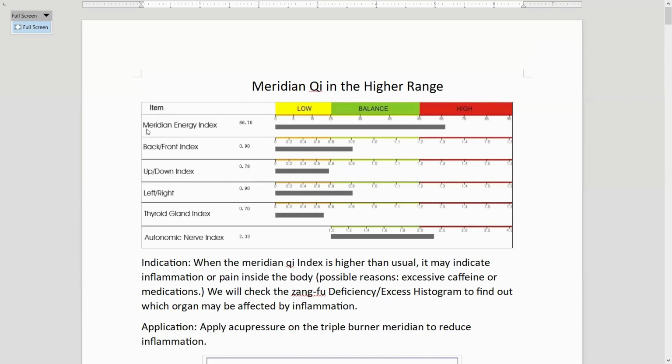So this first page, we're focused on this very first line that says Meridian Energy Index. As we can see, the value is 66.7, and that puts us well into the high range. So with this index, it's the overall amount of chi that the scan shows from the 24 different points, or the 12 main meridians on the left and right hand side. So this person has high chi. Another way of explaining that is saying that this person has inflammation.